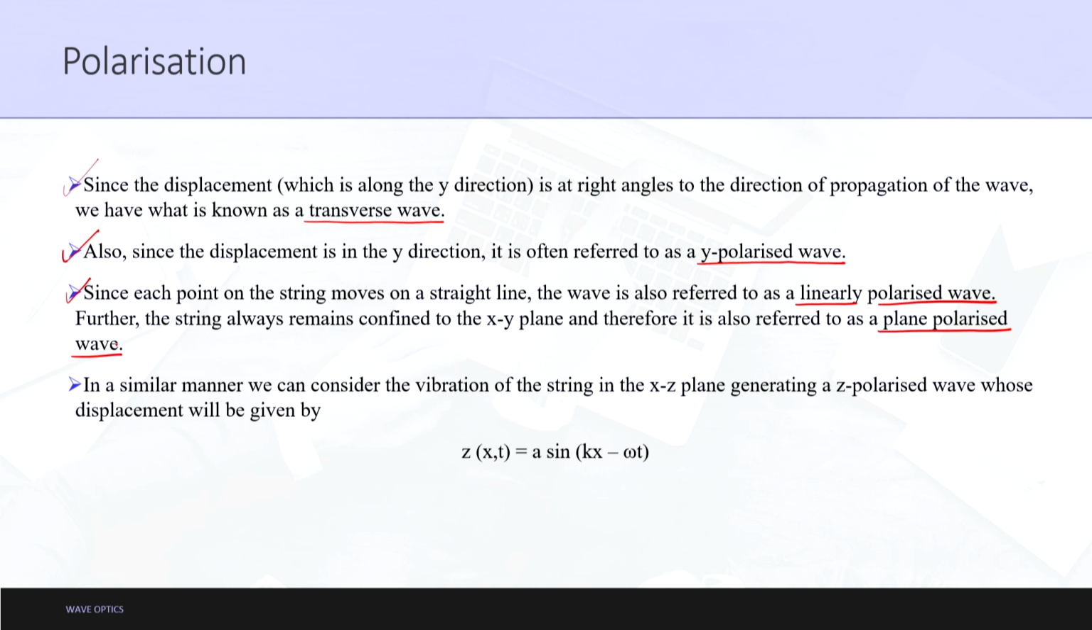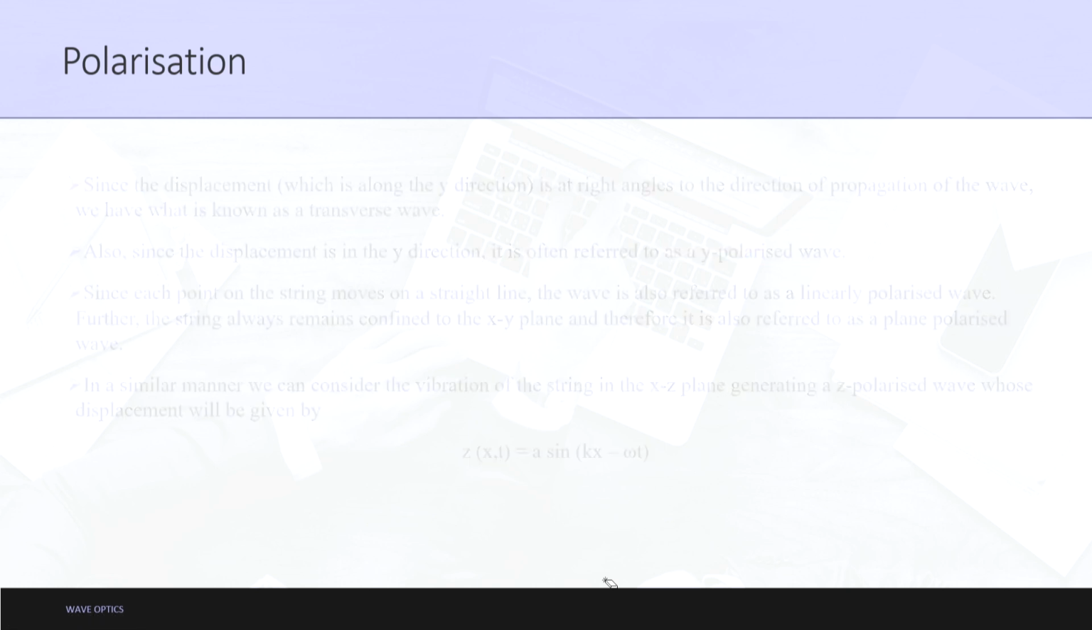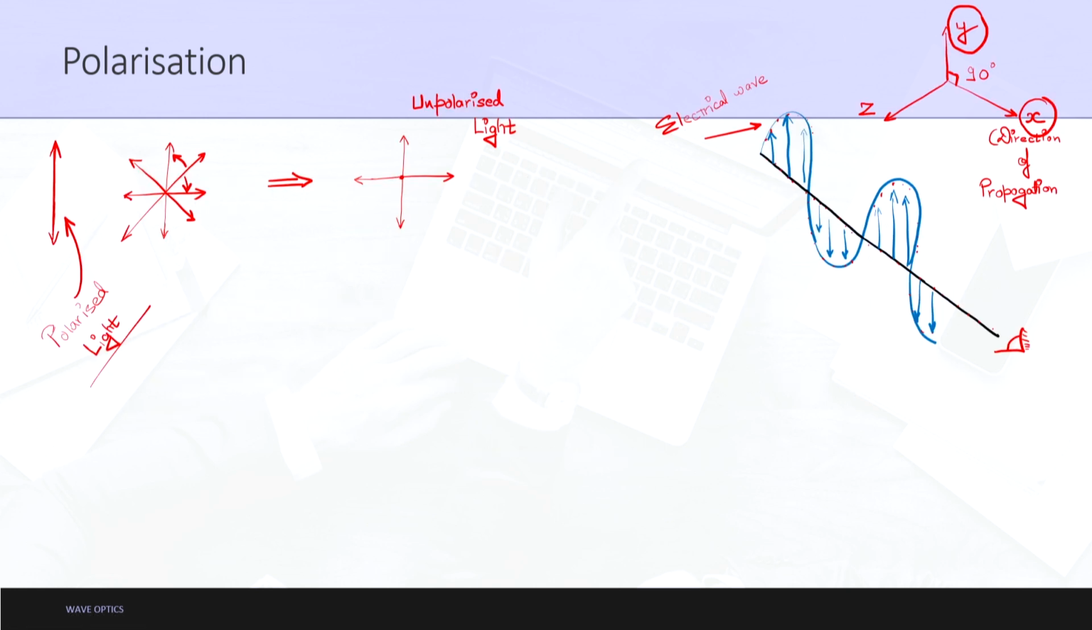In a similar manner, we can consider the vibration of the string in the xz plane, generating a z polarized wave whose displacement will be given by the following. Let us suppose we take a scenario in which the electrical signal is induced in this direction. If we see it from here, the polarized wave will look like this. Because this is in the z direction, it is also known as a z polarized wave.